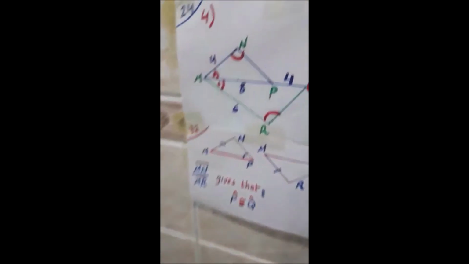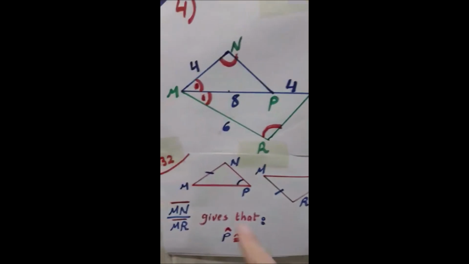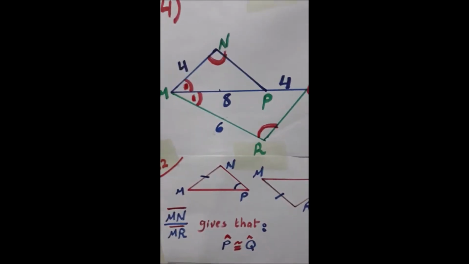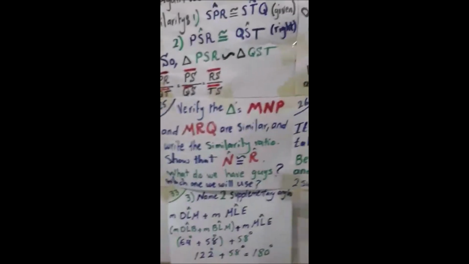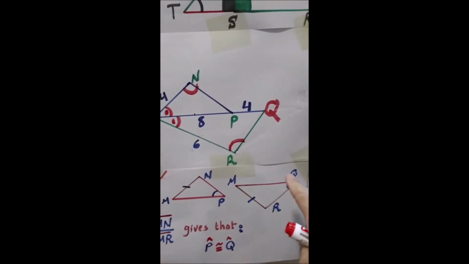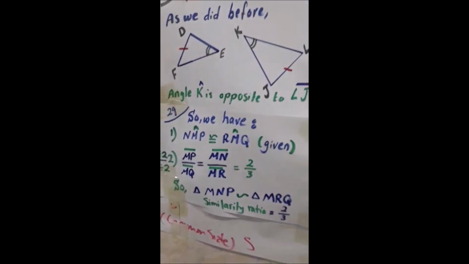Again, I will repeat the same idea. Here we have again MNP and MQR. So I will take the other part, MN over MR. Here side MN is opposite to the angle P, and the side MR is opposite to the angle Q. So this will give us directly that MN over MR gives that angle P and angle Q are congruent. So I didn't only verify to him that this angle and this angle are congruent. I also showed to him that N and R are congruent. And I gave him the other thing, that angle P and angle Q are congruent by using the proportionality of the corresponding sides: MP over MQ equals MN over MR equals 2 over 3.